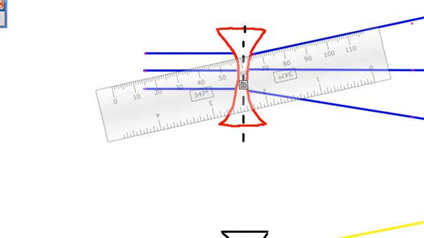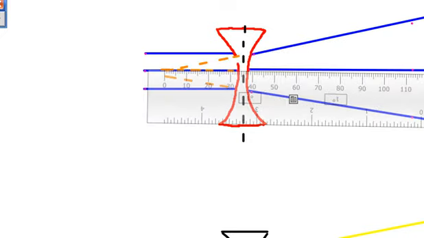Now for the tricky part, what I'm going to do is I'm going to use a ruler to extend the lines. These lines over here, I'm going to extend them in front of the lens. Okay, so the orange dotted lines are an extension of the blue lines. I'm going to do that for all 3 rays of light. Okay, I've extended all 3 rays of light.